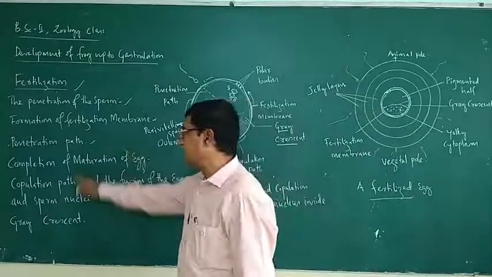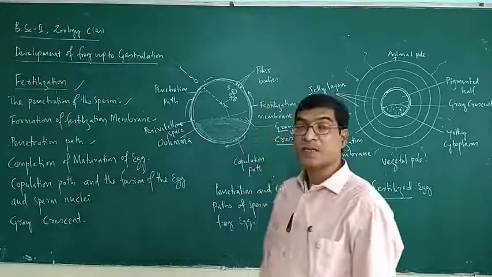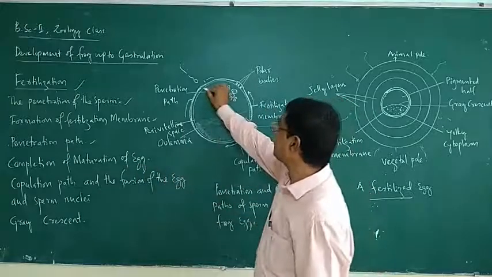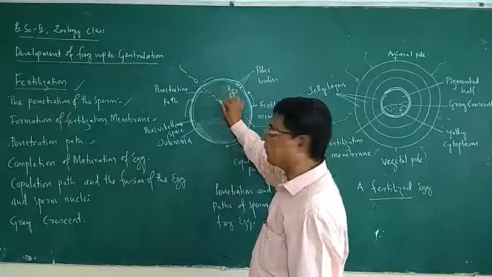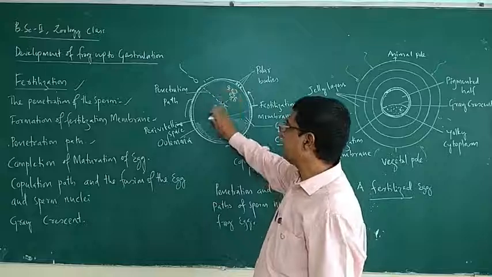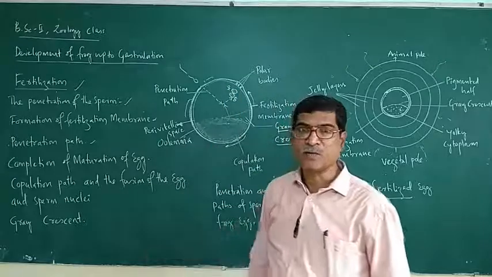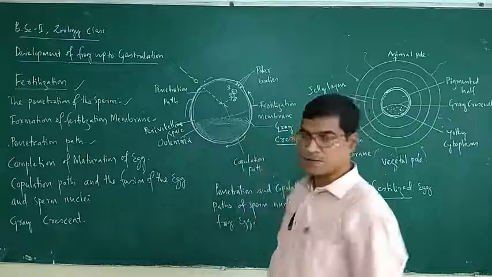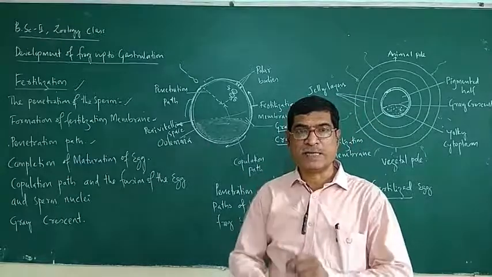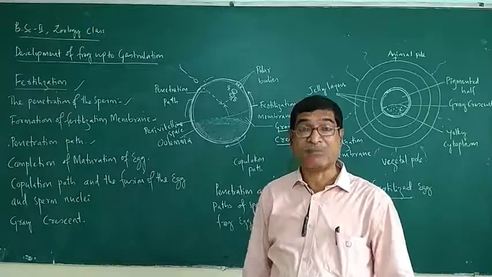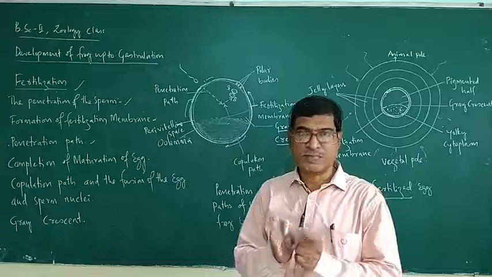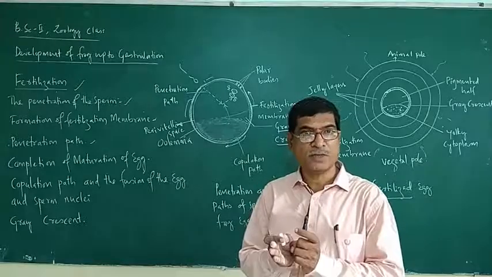Okay, next, completion of maturation of egg. Before the sperm enters into the ovum, the egg is in the secondary oocyte stage, where the development of the egg is paused at metaphase 2. Metaphase 2 stage means what?